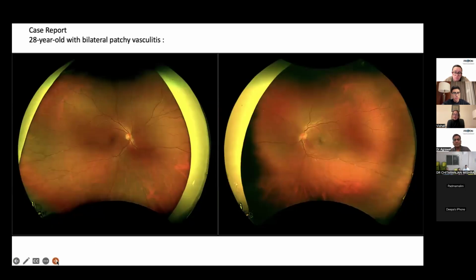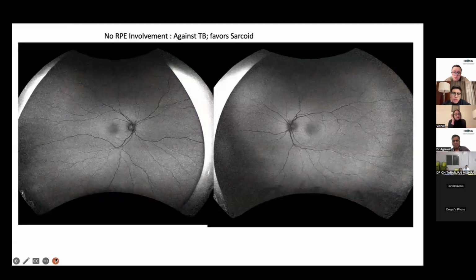I'll give you another example. This is a 28-year-old, and she has bilateral disease. If you can see in the right eye, a patchy vasculitis. She has some patches of vasculitis along the major vessels. As I mentioned, we are not seeing any choroiditis patches, but we do the autofluorescence.